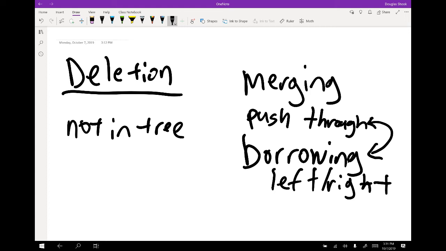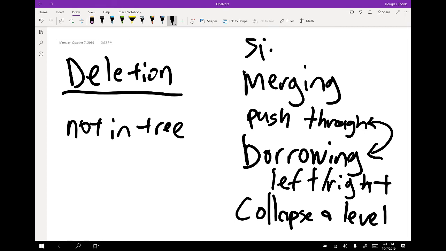If the push through fails, then at that point we're removing a whole level of the tree. We're collapsing a level, right? Collapse a level. We also missed kind of the simple case, right? Where I can just delete a value and I don't have to do anything. That's what we're hoping for. That's the easy case. But there's a lot of more complicated cases to pay attention to here.